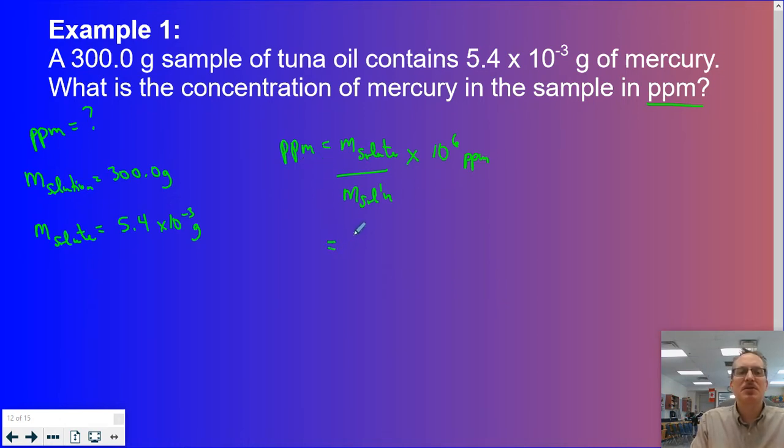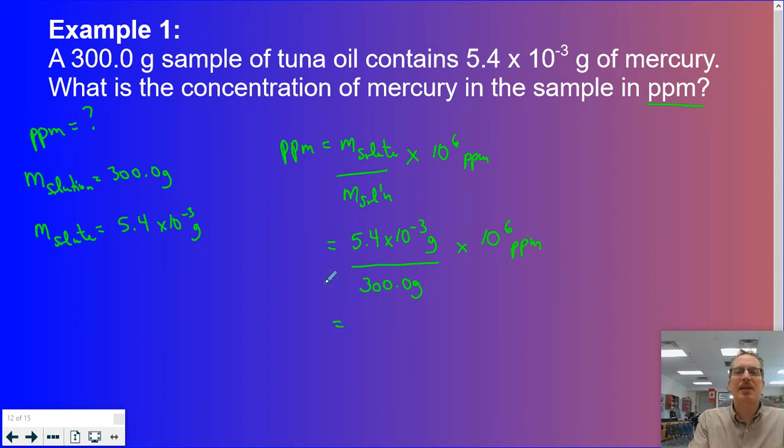So when we go to substitute in, solute, or the smaller number, goes on top. 5.4 times 10 to the negative 3 grams over 300 grams. And then, of course, we're going to multiply by 10 to the 6 ppm.